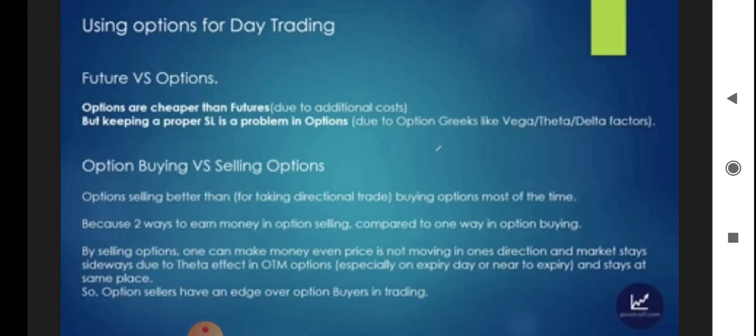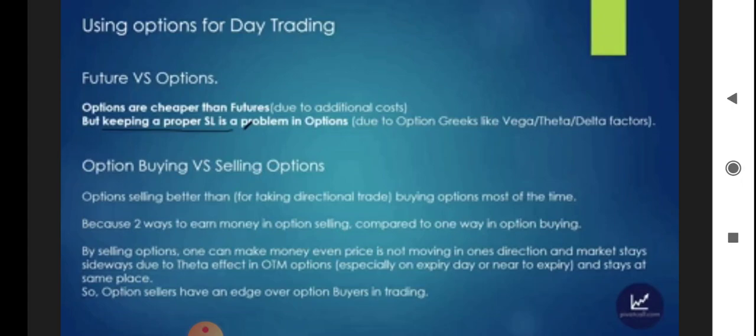That is one thing. The problem with option is that keeping a proper stop loss is a problem. In future that problem is not there, but in option that problem happens many times. Because in option there are so many choices: at the money, in the money, out of the money, same week expiry, next week expiry, monthly expiry. And every option has a different strike price, and you will get confused about which option to choose, and you can't keep the same stop loss for every option. So that is the issue.